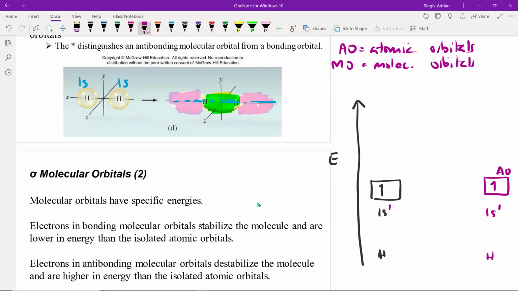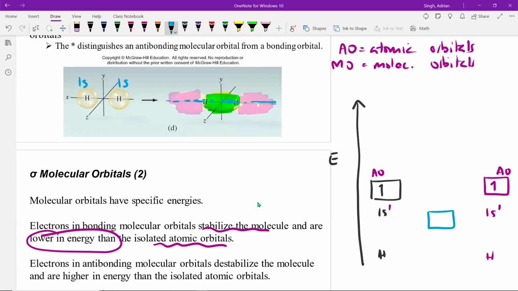So we're starting off with these two atomic orbitals, the 1s orbitals. When they combine, they can combine constructively, and that leads to the bonding molecular orbital. They tend to stabilize the molecule, and they're going to have lower energy than the individual atomic orbitals. So we'll actually have a molecular orbital being formed that is going to be lower in energy, maybe around down here, than either of the atomic orbitals.